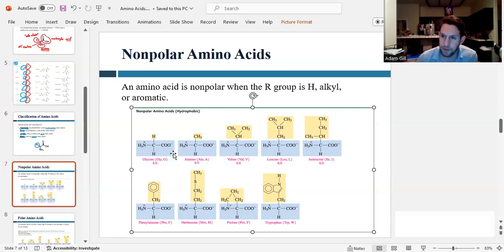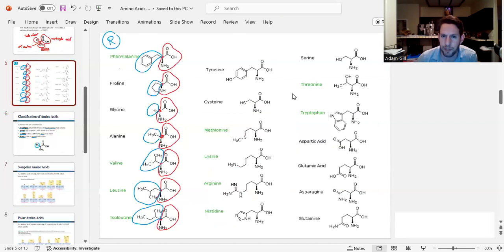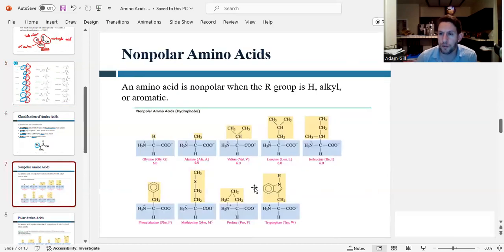Now, I don't expect you to memorize these structures. I will provide you a table like this on your exam. So don't memorize these structures. But what I do want you to notice is what they have in common. So in blue is the core amino acid. The R group is highlighted here in yellow.